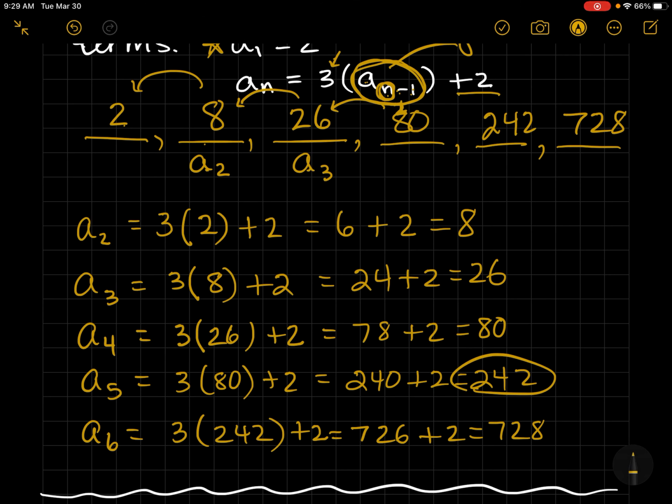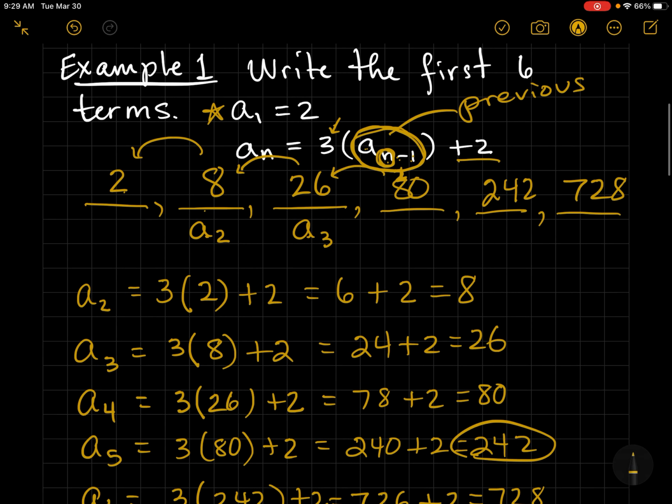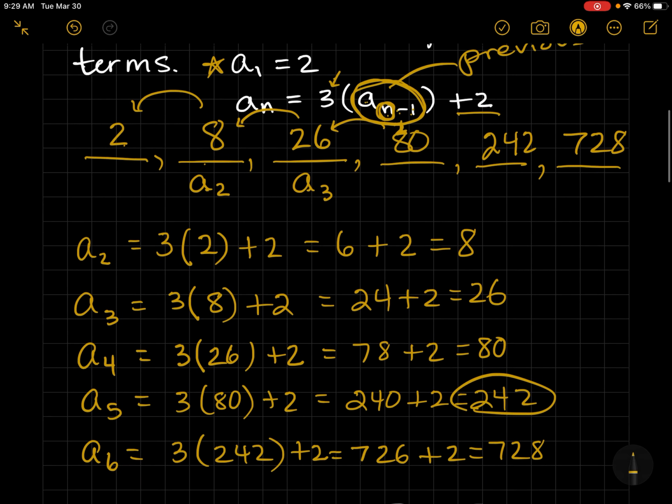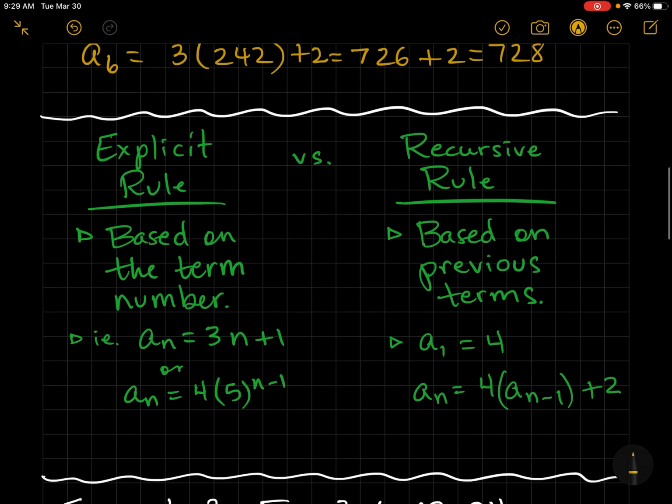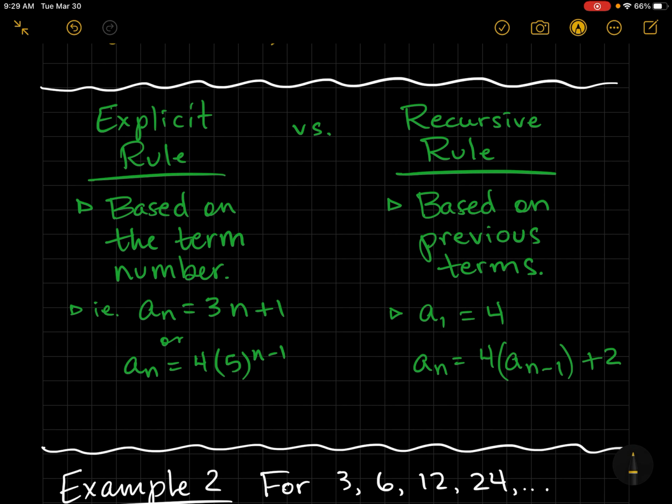Now, what I really don't like about recursive rules is, like, say I want the 100th term, I would have to find all 99 terms before it. There's no way to use a recursive rule to skip around. That's why I personally prefer an explicit rule. Later in this lesson, I'll show you how to translate that to an explicit rule. Sometimes you can't, though. Sometimes things can only be defined recursively, but most can be converted to an explicit rule, and we'll talk about that.